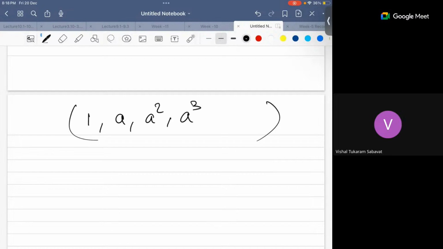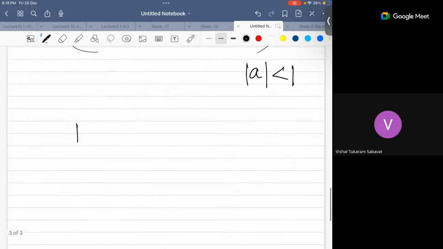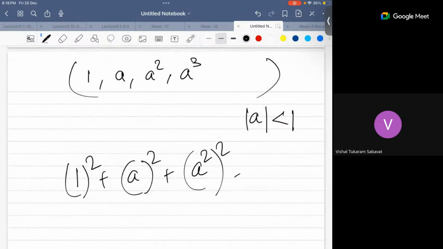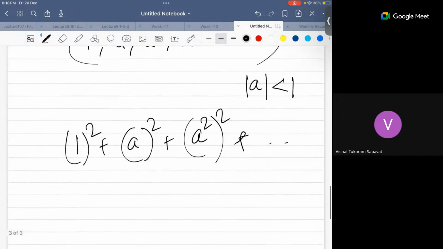Similarly, you can take any values in the form 1, a, a², a³, something like that, where a is less than 1. If we take the square of this, (1)² + (a)² + (a²)², this will converge, so this will be less than infinity where a is less than 1. If a is greater than 1, then it will go to infinity, so that will not be in L2. But if a is less than 1, then this belongs to the sequence space L2. I hope this is making sense.